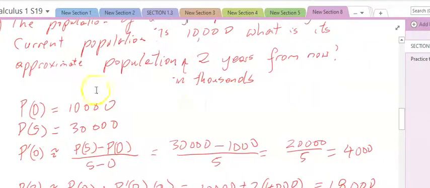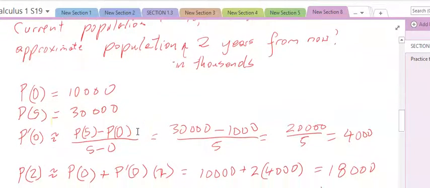So let's do it. Let's call this time p of 0. Let's call in 5 years when it will triple, p of 5. So p of 0 is 10,000, p of 5 is 30,000.